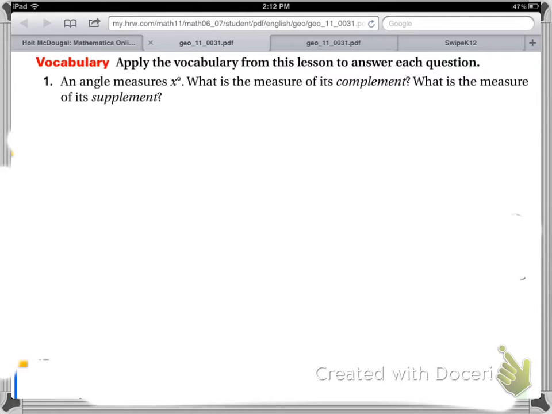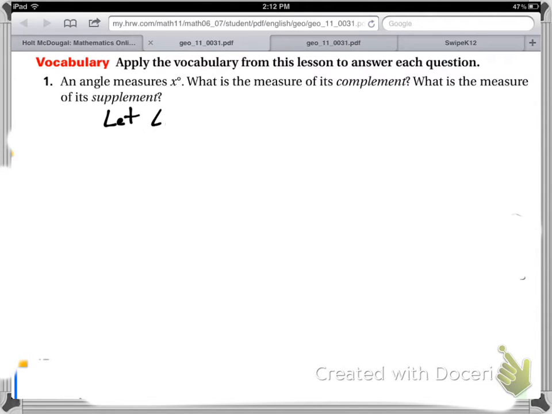Okay, we're going to go over page 31, number 1, and I'm going to go through it in depth just to make sure that you are able to understand the mathematical language here. Now, we are starting off with an angle measure that is x degrees, and we're asked what is the measure of its complement, what is the measure of its supplement. And I'm just going to look at the complement portion of this problem.